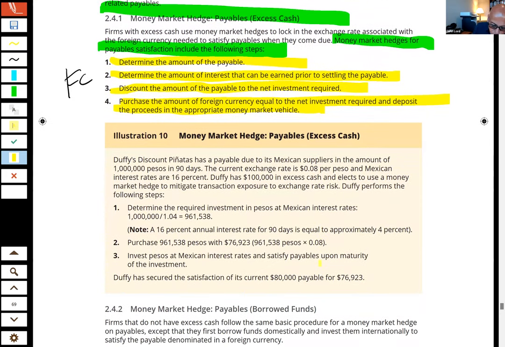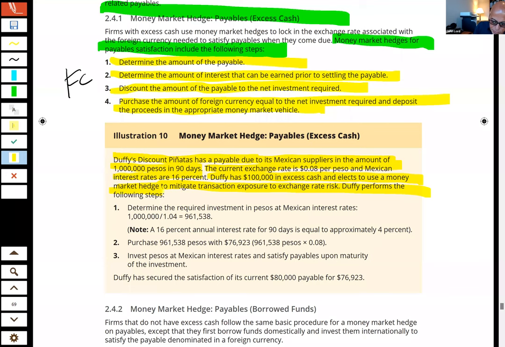I think this is a pretty good example here, actually. Duffy Discount Piñatas has a payable due to a Mexican supplier in the amount of 100,000 pesos in 10 days. The current exchange rate is 0.08 and Mexican interest rates are 16%. Duffy has 100,000 excess cash and elects to use the money market hedge to mitigate transaction exposure to exchange rate. Duffy performs the following steps.